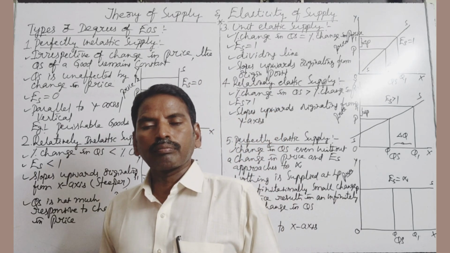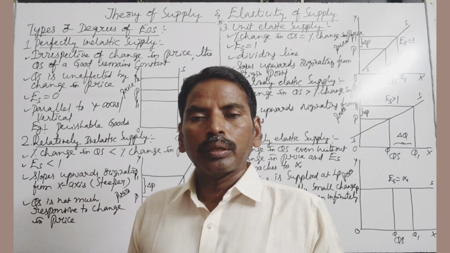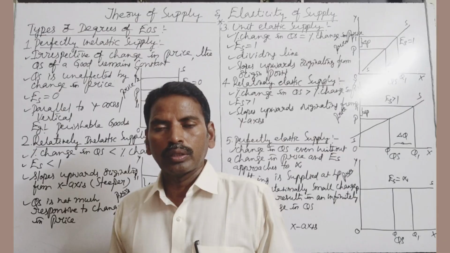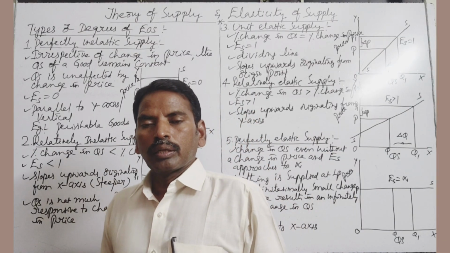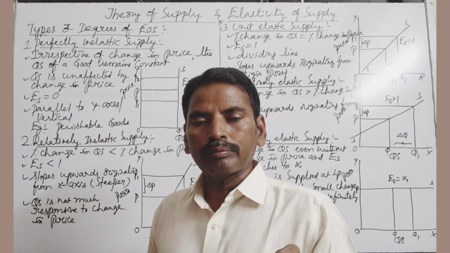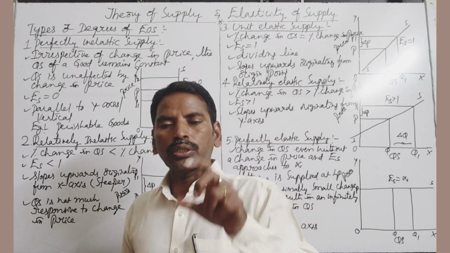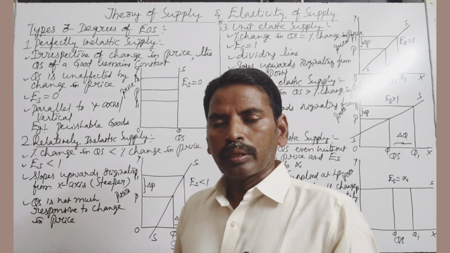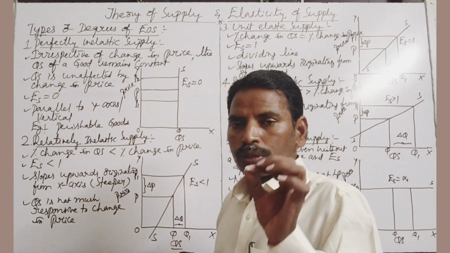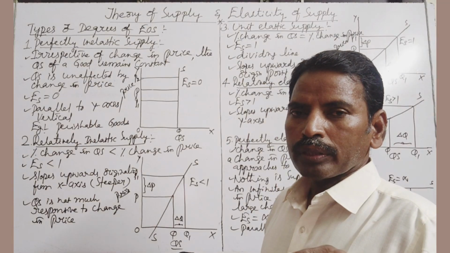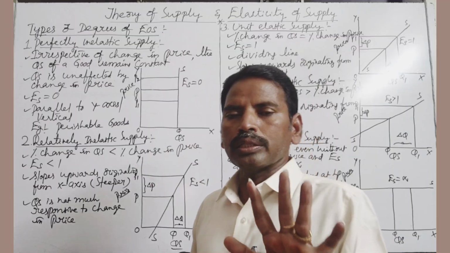In other words, it is the percentage change in the quantity supplied divided by the percentage change in the price. This is known as elasticity of supply. Marshall has suggested one formula: elasticity of supply is equal to percentage change in quantity supplied divided by percentage change in price. So, types or degrees of elasticity of supply. Elasticity of supply is of 5 types.